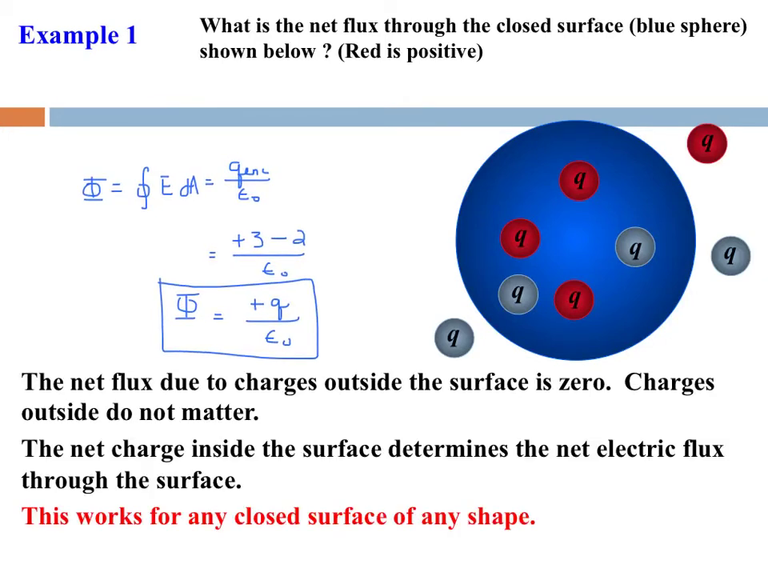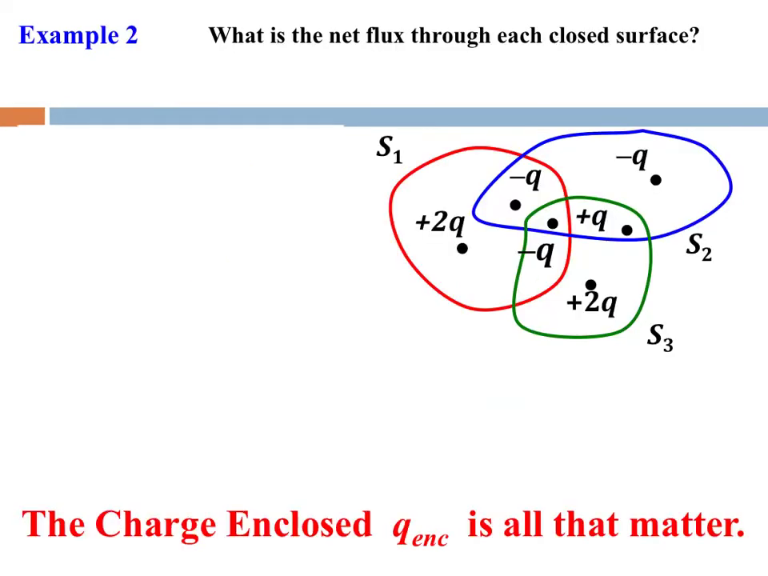Again, the net flux due to the charges outside of the surface is still 0. The charges outside don't matter. That means the net charge inside the surface determines the net electric flux through the surface. And this is true for any closed surface of any shape. Again, you saw that our r's cancel out, so it is independent of the shape of this sphere or this surface. So let's say we're trying to calculate the flux for these 3 different surfaces. Surface 1 is in red, 2 is in blue, and 3 is in green.